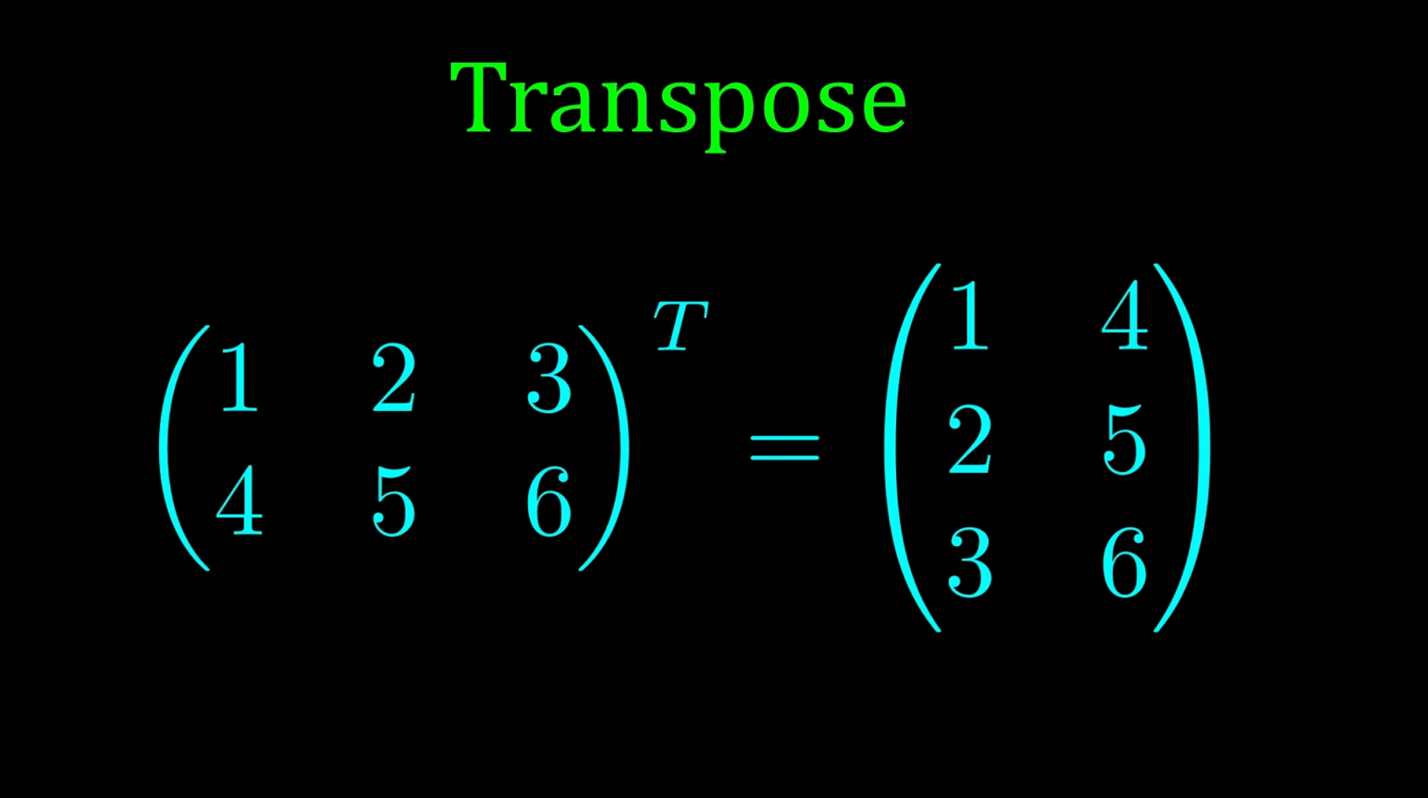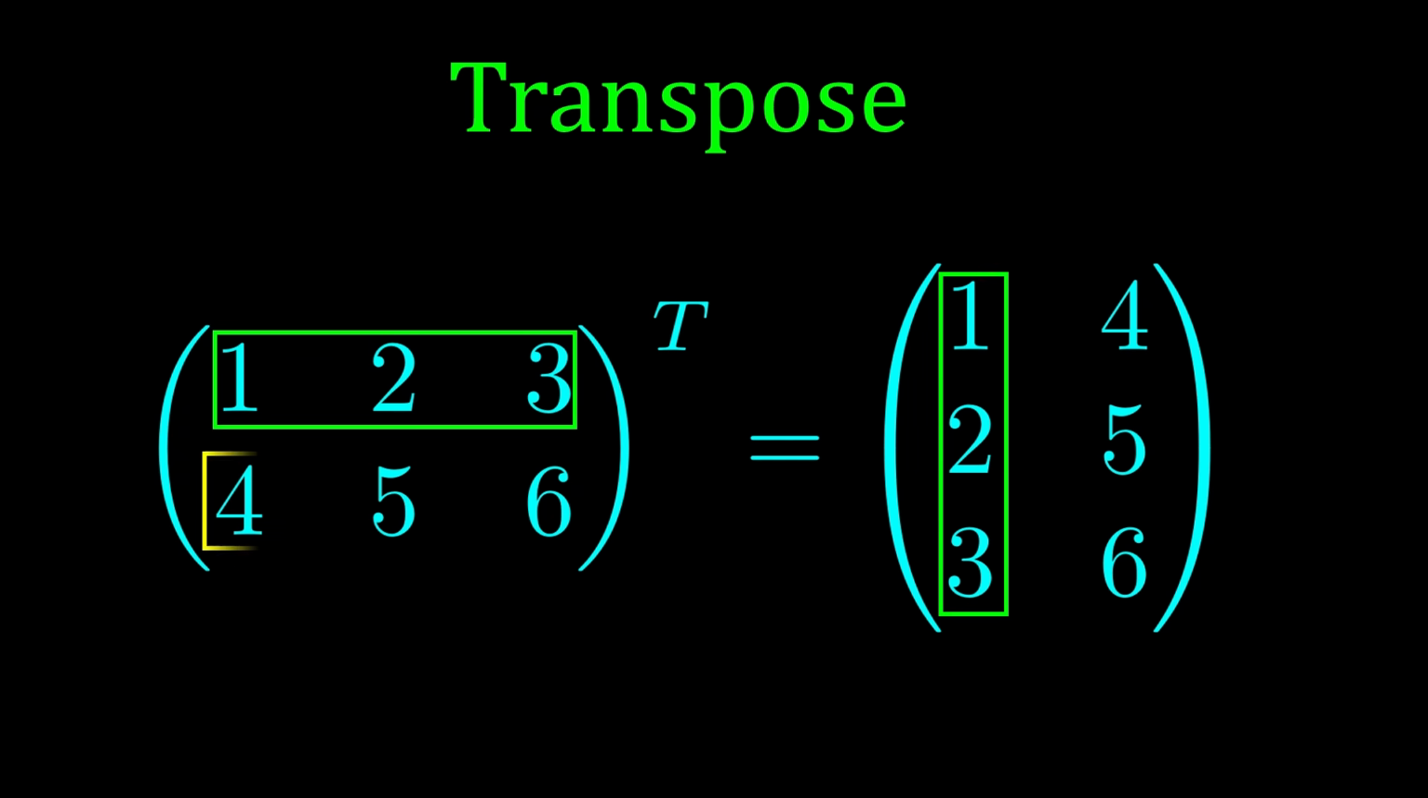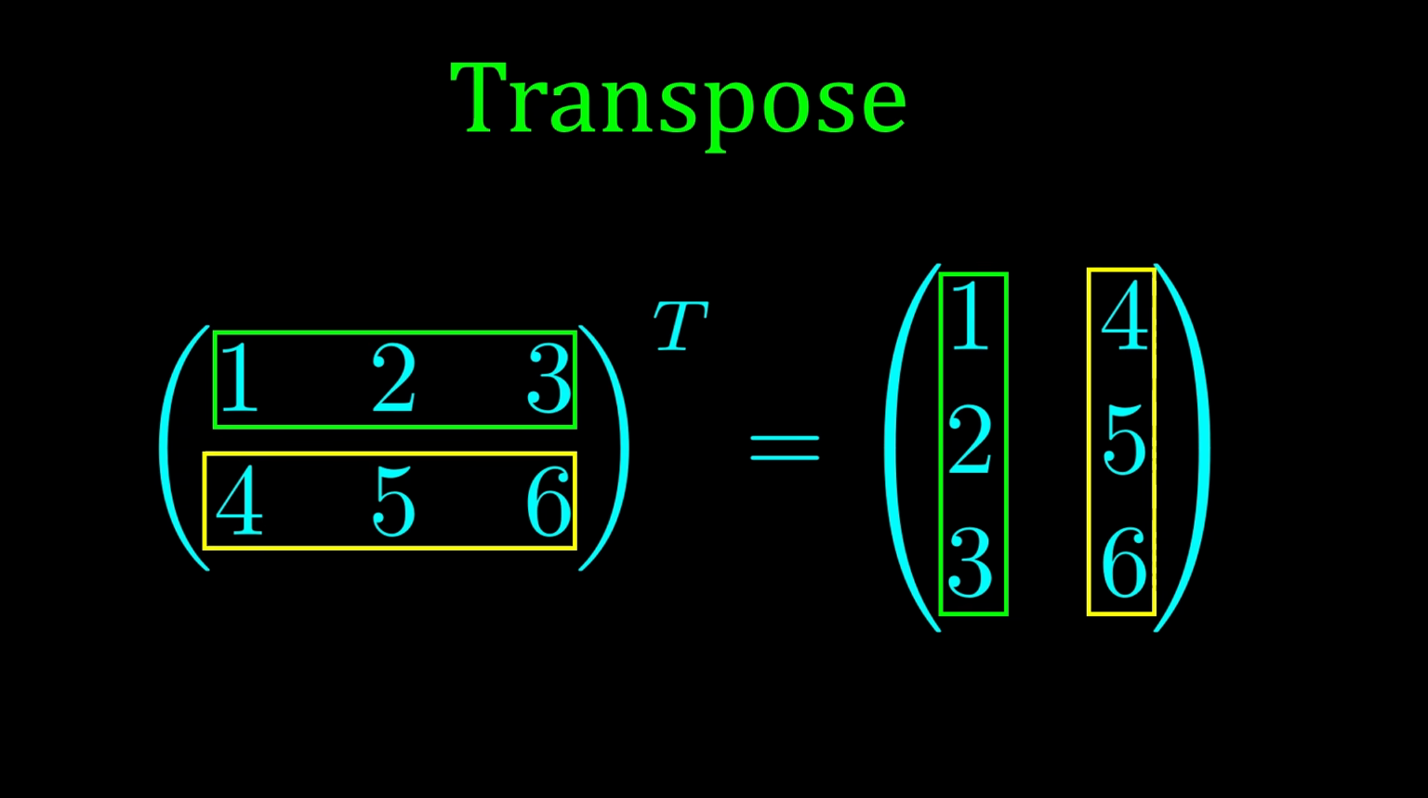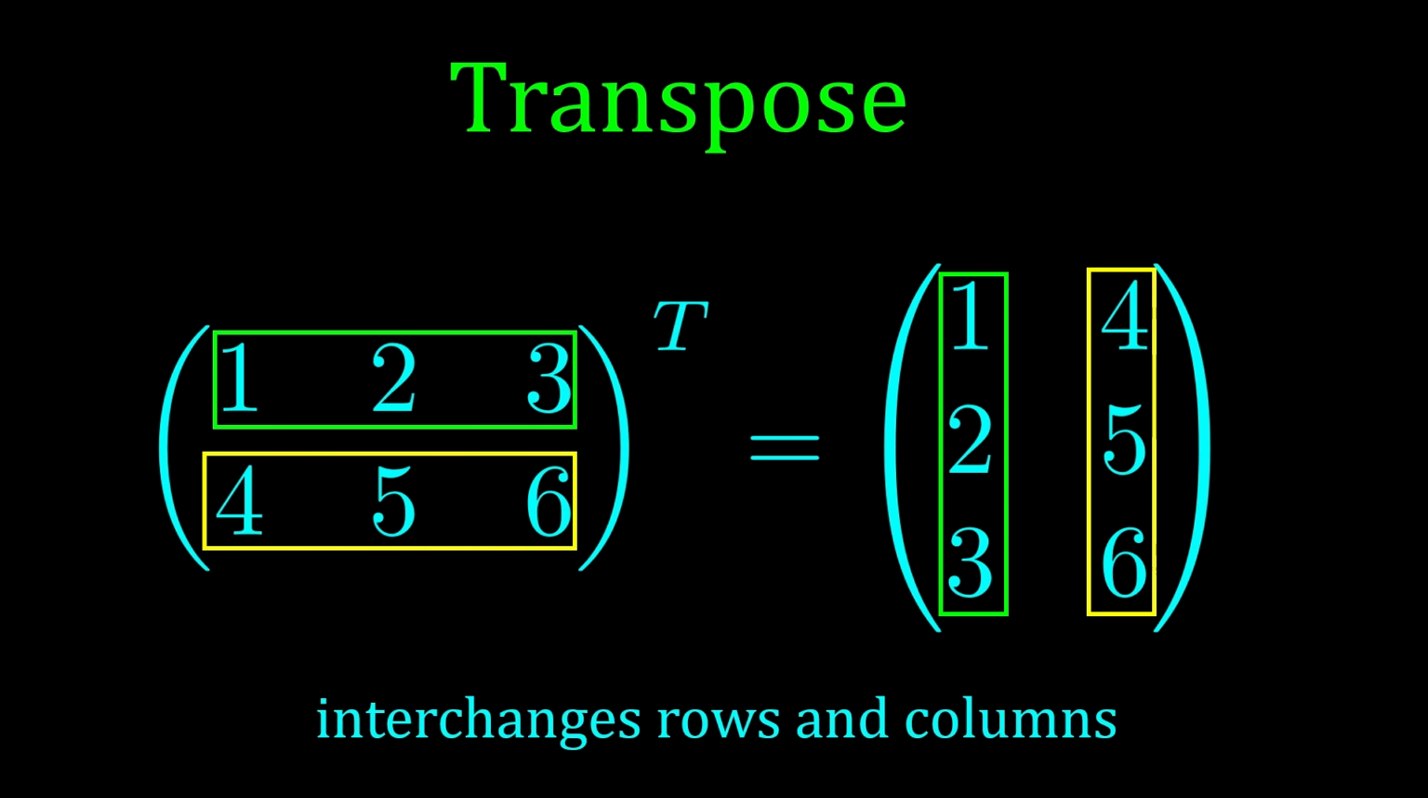Okay, so what have I actually done here? I've taken the matrix and kind of rotated it and reflected it in some way, but really it makes more sense if you look at it by rows and columns. I've taken the first row of this matrix and now it's become the first column, and the second row has become the second column. So the transpose just interchanges rows and columns.